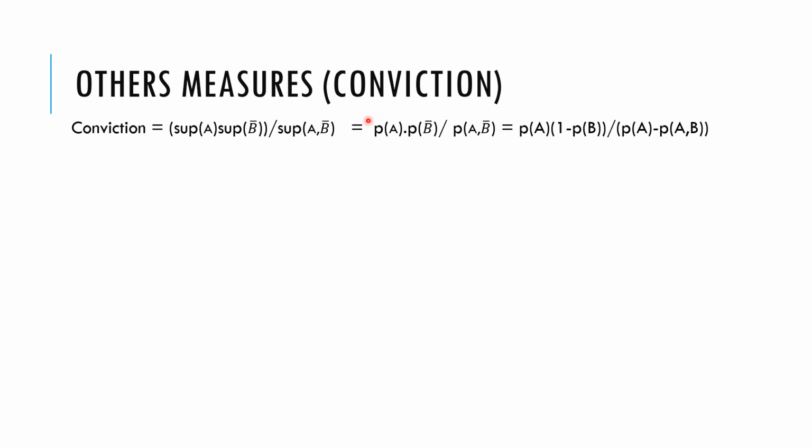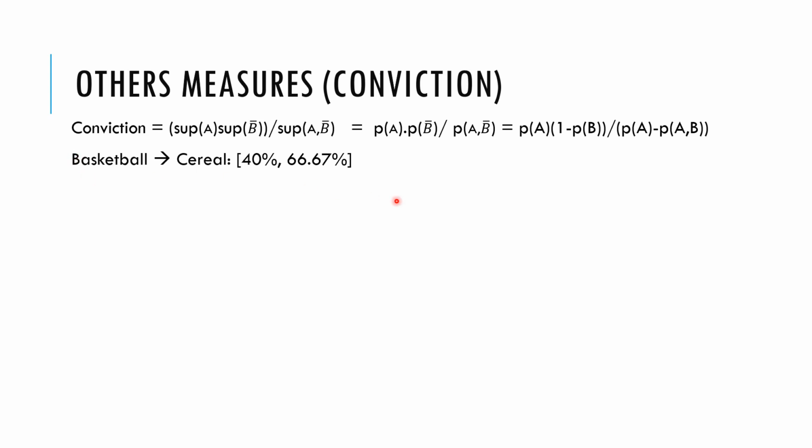So there's another measure called conviction. What conviction basically does is it shows us whether our rule is valid or not. It's more like validating: what if the rule is incorrect? What are the implications? So conviction has a formula: support of A times support of B bar, where B bar would be 1 minus B. So it turns out to be this formula: probability of A times probability of B bar divided by probability of A and B bar. Of course probability of B bar would be 1 minus probability of B, and then this turns into this formula. So just see the formula.